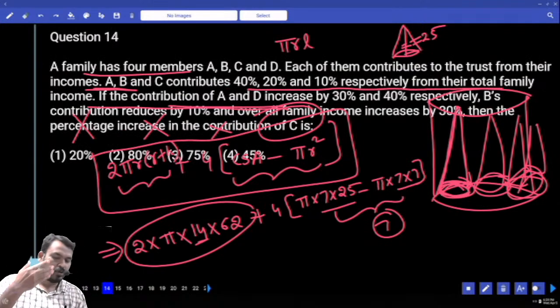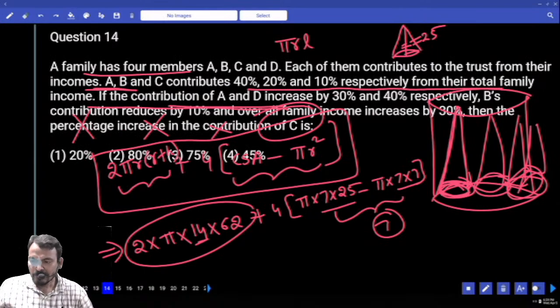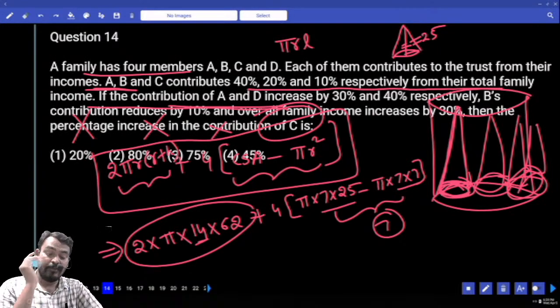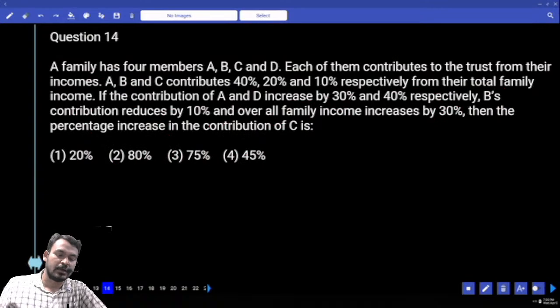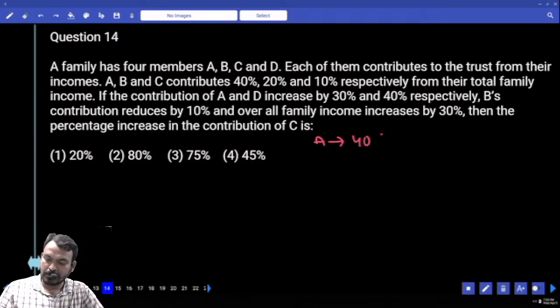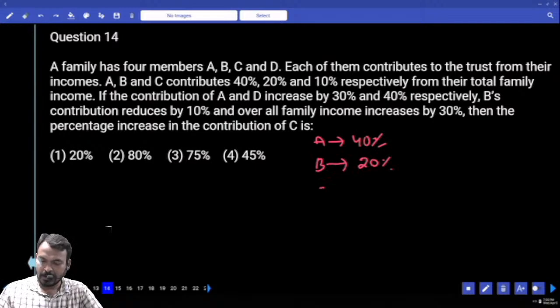Next, question number 14. A family has how many members? 4 members, A, B, C, D. Each of them contributes to the trust from their incomes. A, B, C contribute 40%, 20% and 10% respectively from their total family income. A how much percent? 40%. B 20% and C 10%. Obviously D 30%.